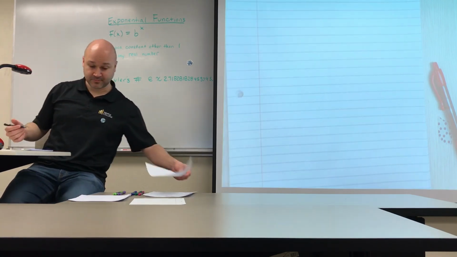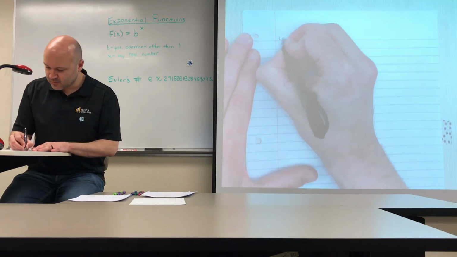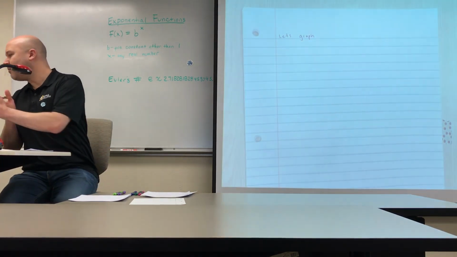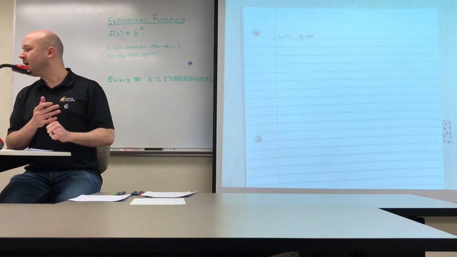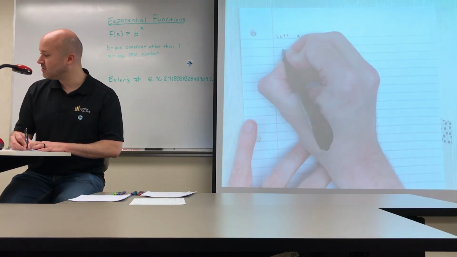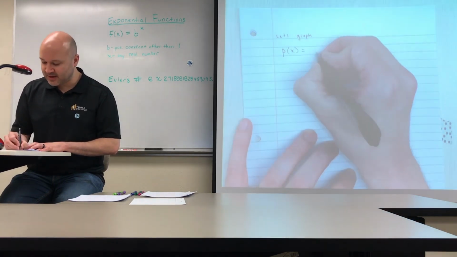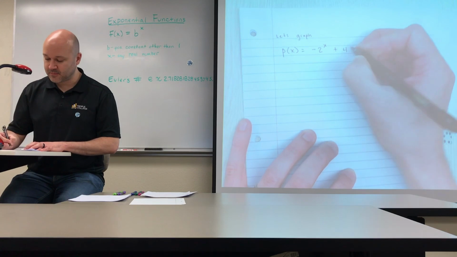Let's grab some. Let's do negative 2 to the x plus 4. So I have a function p of x, and it is defined as negative 2 to the x plus 4.